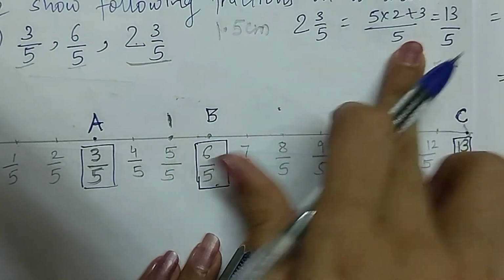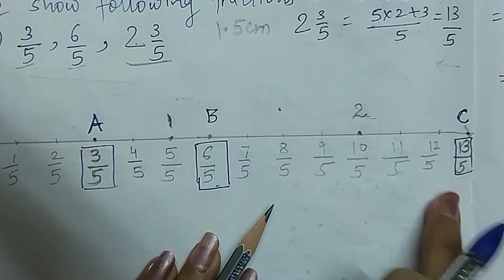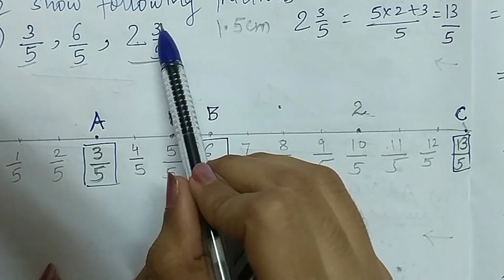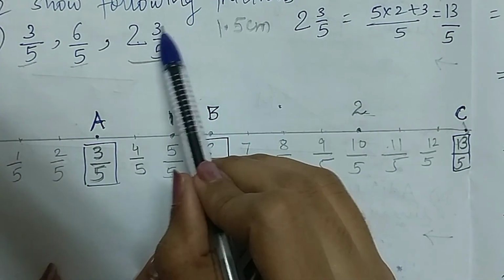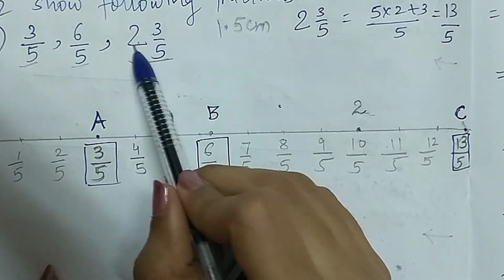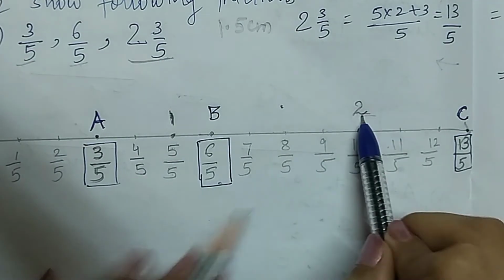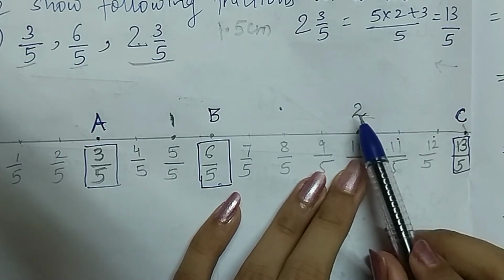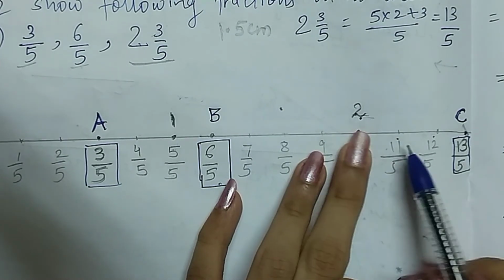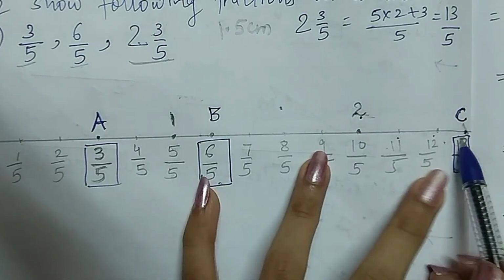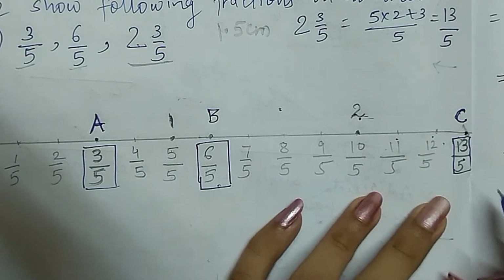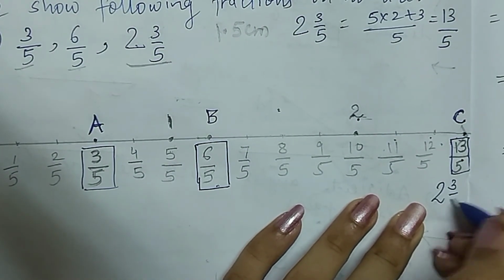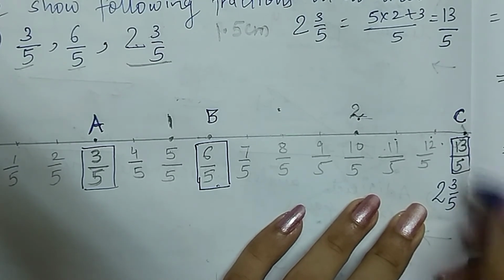Now this was one method where we converted and we plotted. Another method is this. 2 3 by 5 means after 2 what number? 3. So after 2 count 3. 1, 2, 3 and see, we got it. After 2 we have to count 3. 1, 2 and 3 and we will get the same point. So either you can write 13 by 5 or 2 3 by 5. It is one and the same.